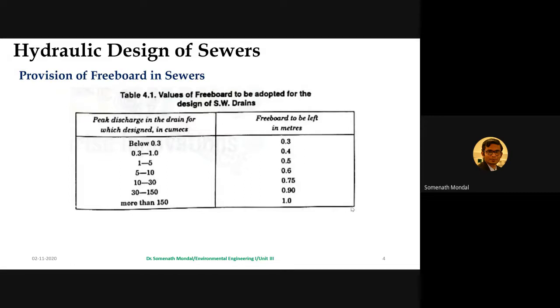Now you can see here, depending upon the overall discharge or rate of discharge, in cubic meter per second, we can provide the freeboard, which is given over here in the right hand side column. So from 0.3 meter to 1 meter, we have the range of the freeboard which is provided, and you can see them.